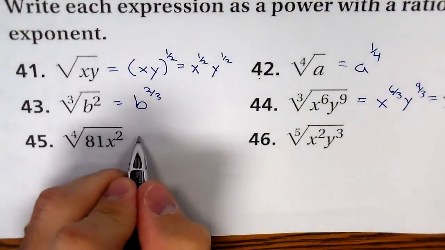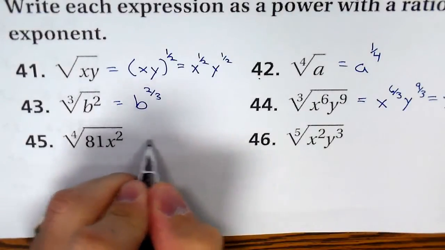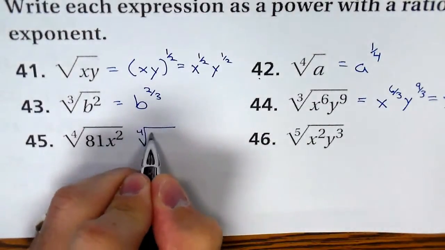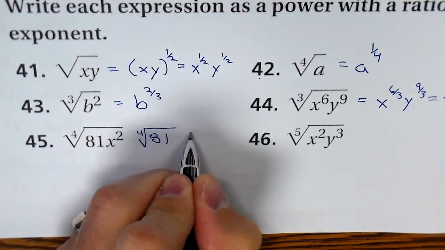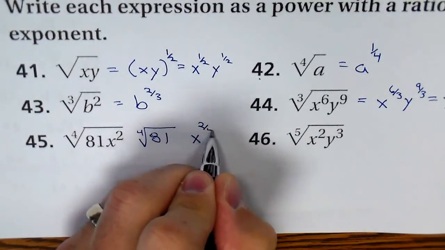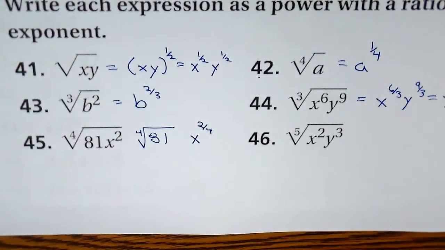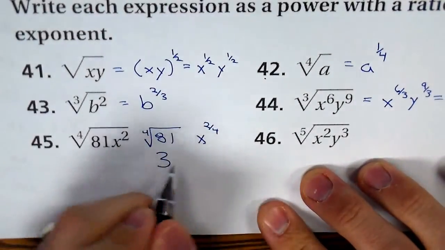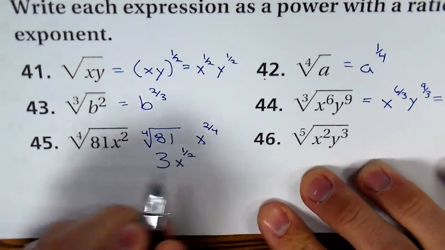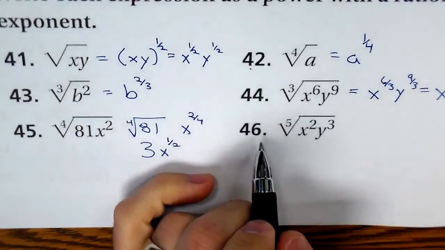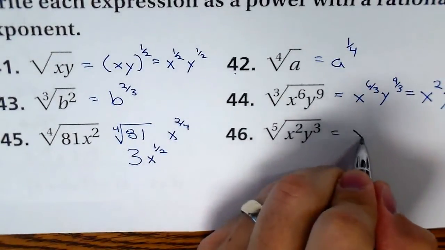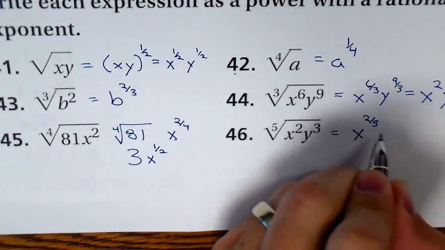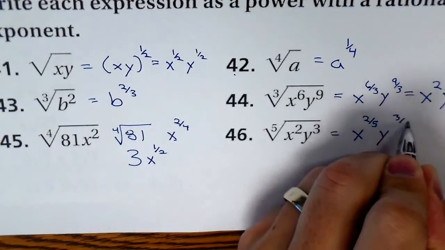45, we have the, let's separate these first. I have the 4th root of 81, and then x to the 2/4, because I want to look at that 4th root of 81. The 4th root of 81 is 3 times 3 times 3 times 3. It's 4 3s, so this actually becomes 3, and then the x to the 2/4 is x to the 1/2. 46, we get x to the 2/5 and y to the 3/5.